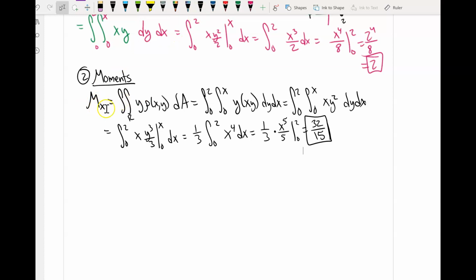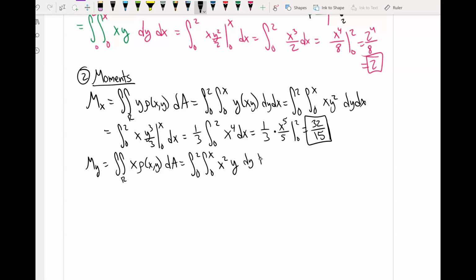Okay, so that will be the moment around the x-axis, so the tendency to rotate about the x-axis. This is a quantified number. And now we're going to look at the moment in the y direction. So that will be the double integral over the region R of x rho xy dA. So this one is the same thing, but now we're going to get x squared y dy dx.